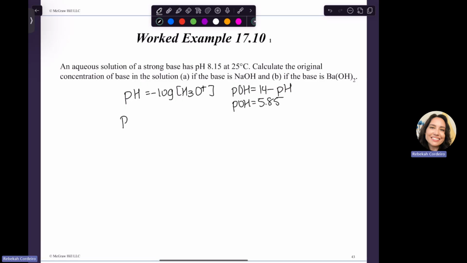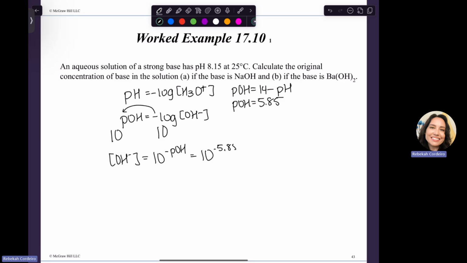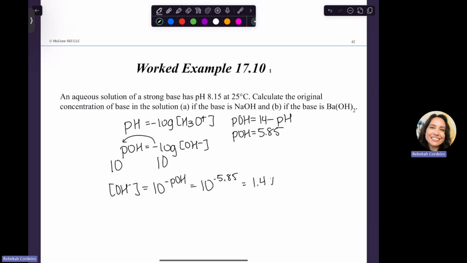Well, now I know the pOH is a negative log of OH, and now I can find the OH concentration. You could also use the Kw to do that, find the H3O plus, then use the Kw. I'm going to raise everybody to the power of 10, bring over my negative sign. So hydroxide concentration is equal to 10 to the negative pOH. My pOH is 5.85, so 10 raised to the negative 5.85, and I get a hydroxide concentration of 1.4 times 10 to the negative 6 molar.